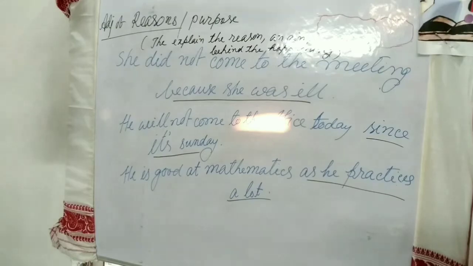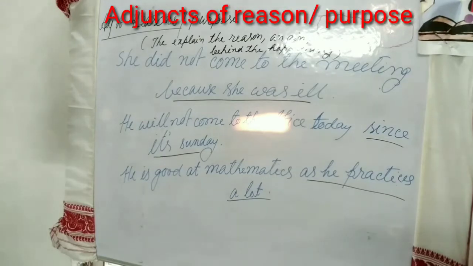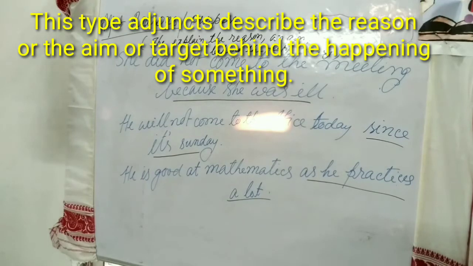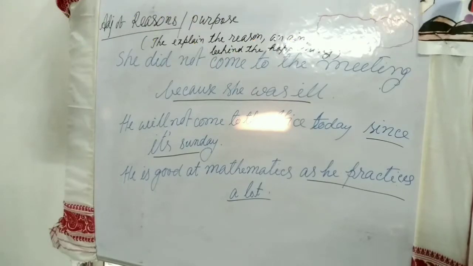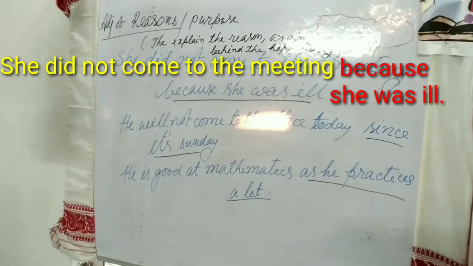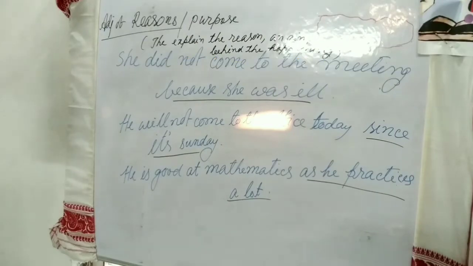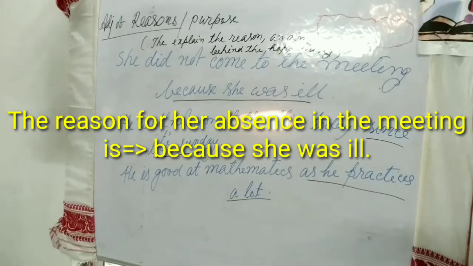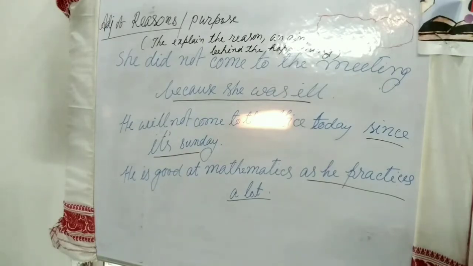The next type is the adverb or adjunct of reason or purpose. Actually, this type of adjunct explains the reason or an aim or target behind the happening of something. Let's come to an example. She did not come to the meeting because she was ill. That means there is a reason for her absence in the meeting, that is, she was ill. So because she was ill explains the reason behind her absence in the meeting.